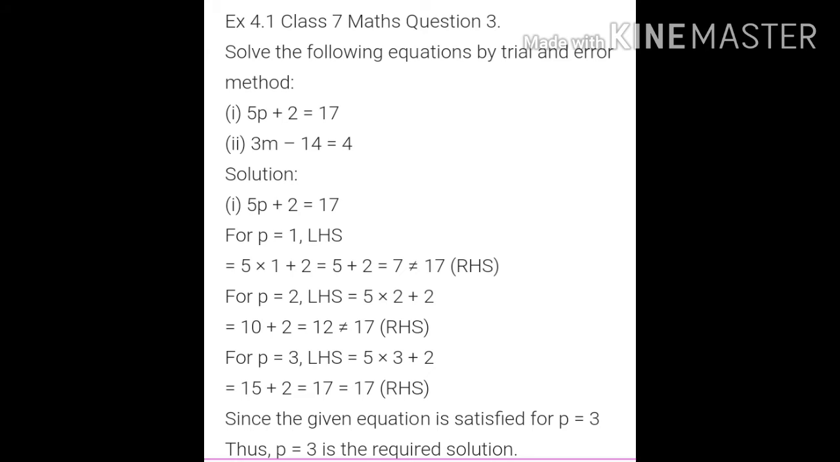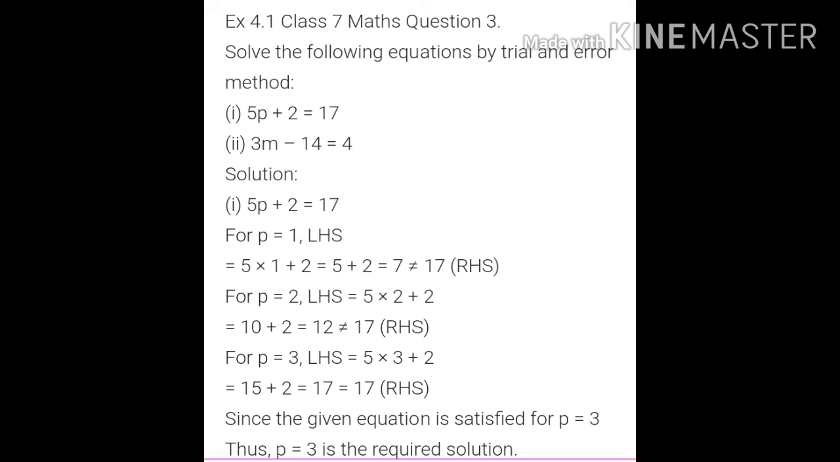Coming up to question 3. Solve the following equation by trial and error. Trial and error itself says that we have to keep trying until we get the solution of the given equation. Here 2 parts are given. The first part I am going to discuss here. 5p plus 2 is equal to 17. Let us try p equal to 1. In LHS we will place p as 1.